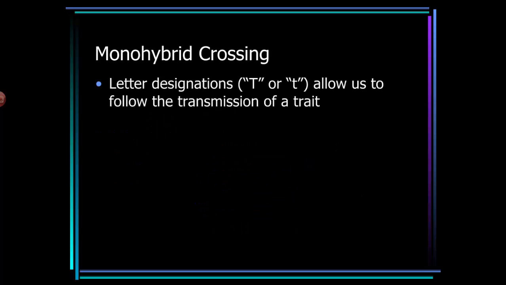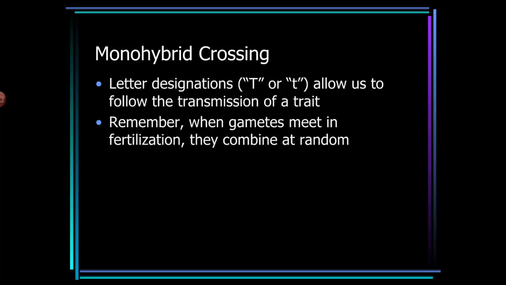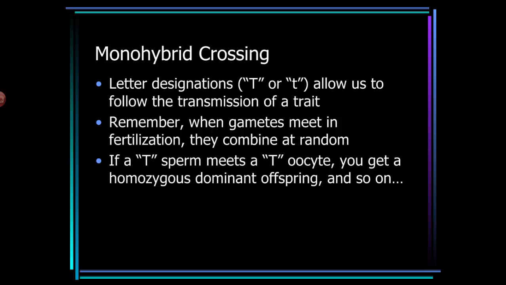So if we use these letter designations, we can follow how a trait might be transmitted. And really what we're looking for is what are the frequencies for the offspring. Okay? So remember, gametes, when they meet at fertilization, it's a random combination. And it's only the combination of those two letters that determines what the offspring is going to look like. So if a capital T sperm meets a capital T oocyte, egg, you'll get homozygous dominant, and so on and so forth. Okay?